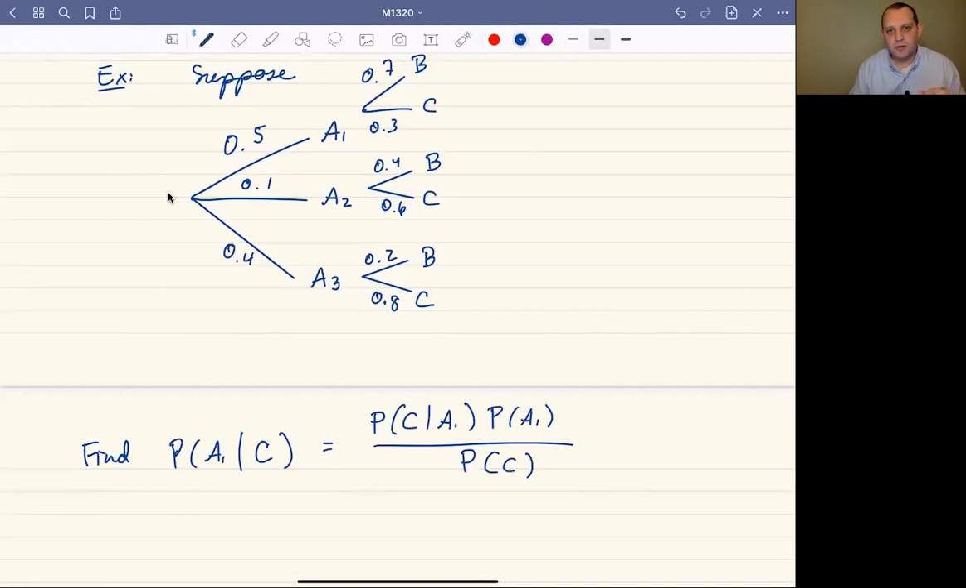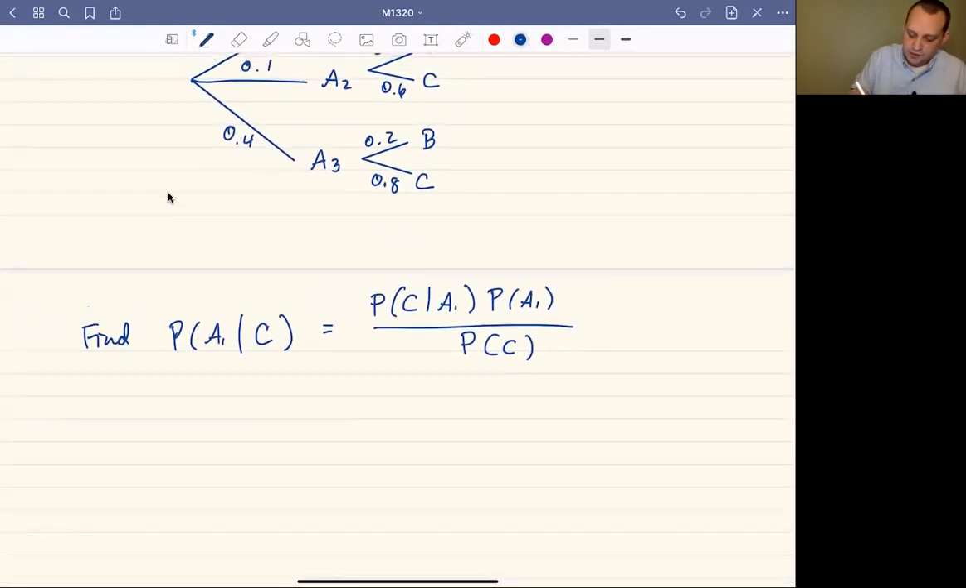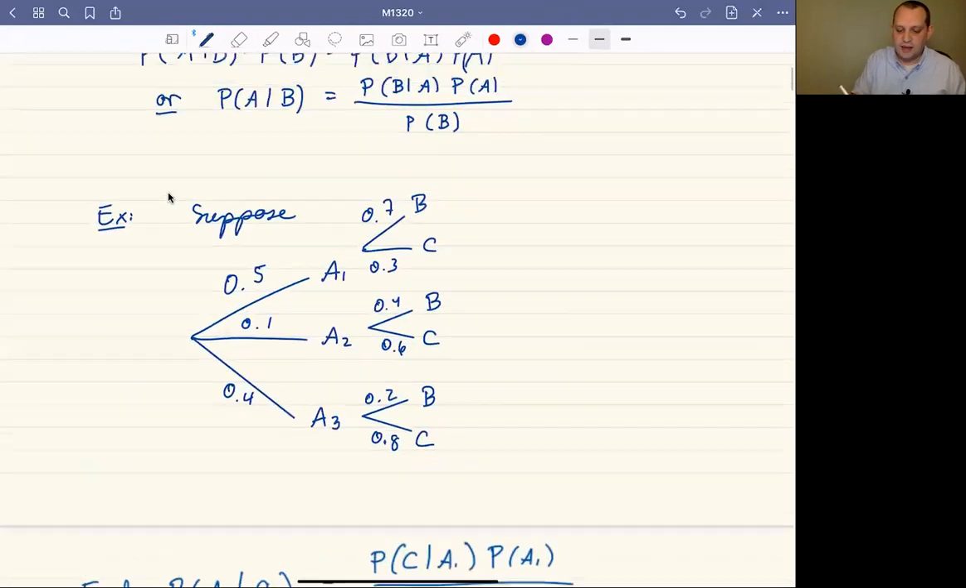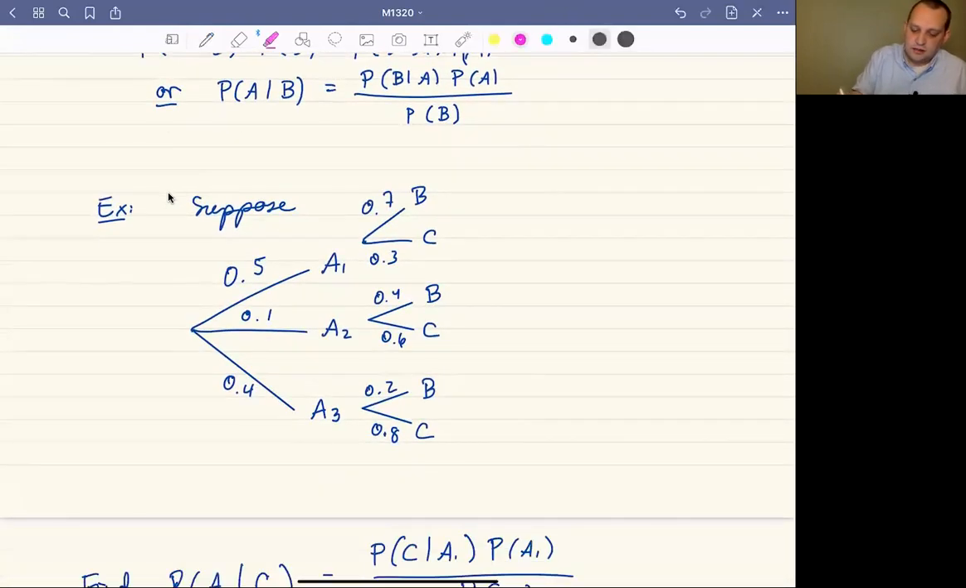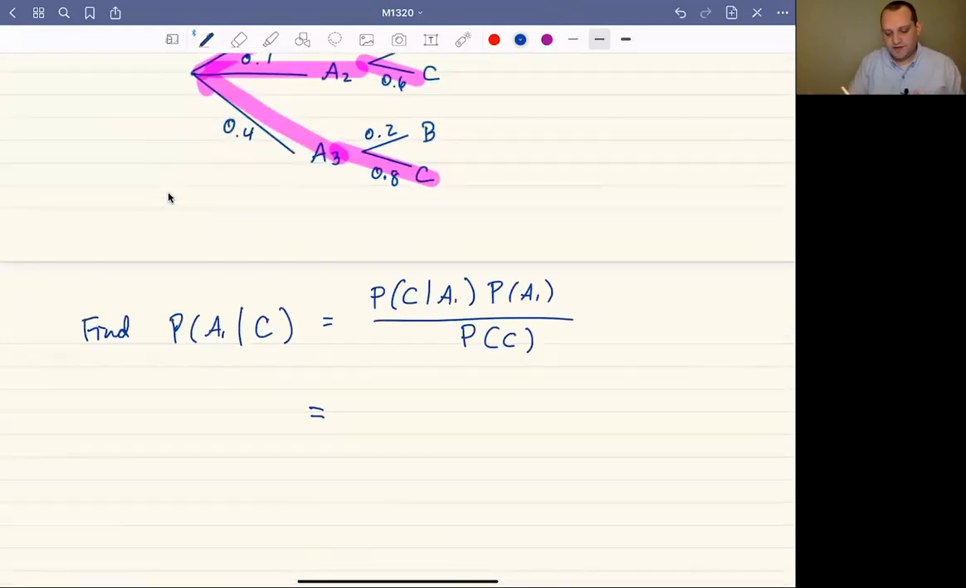In order to compute the probability of C, we have to think about all the ways that C can happen. C can happen by first A1 happening, first A2 happening, or first A3 happening. So there are 3 different ways that C can occur. And then we have to add up all those probabilities. So this is the probability of C.